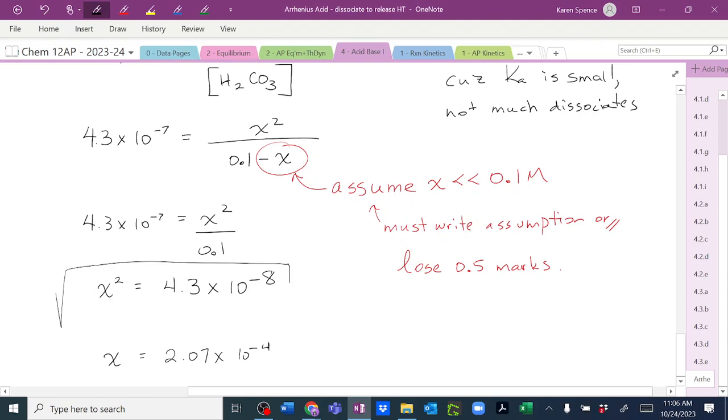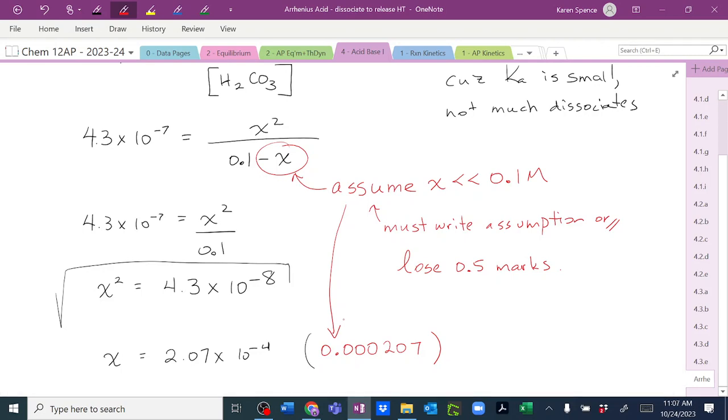Now, hold on, because I'm going to rewrite this just in standard notation so you can see how small it actually is compared to 0.1. Yes? This is actually 0.000207. So was it okay to make that assumption? Yes.